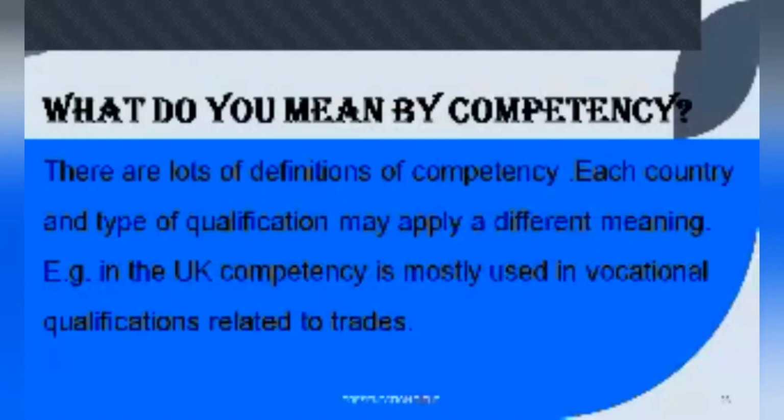What do you mean by competence? There are lots of definitions of competency. Each country and type of qualification may apply a different meaning. For example, in the UK, competency is mostly used in vocational qualifications related to trades. So here competency is developed among students so that they develop some kind of professionalism, some kind of skills which can be applied in real life situations, and it's more on a vocational basis actually.